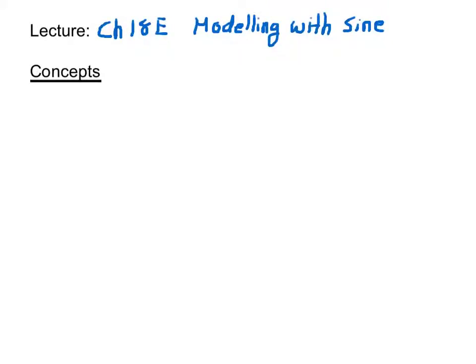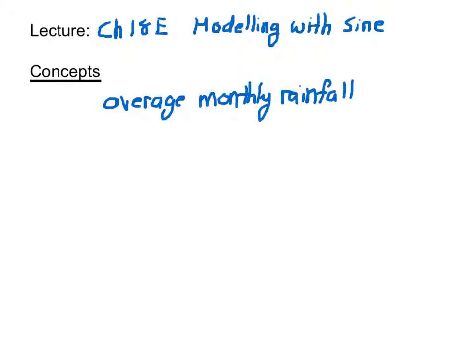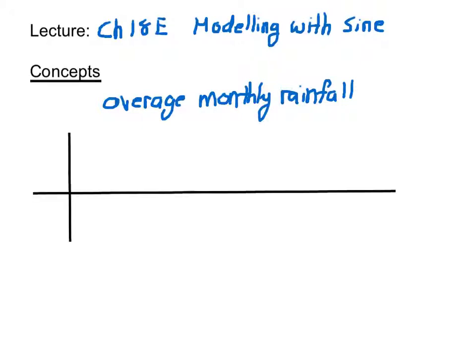In this video, we're going to look at Chapter 18E on modeling with the sine function. Let's consider a hypothetical situation like the average monthly rainfall of a given location. If we were to look at this data on a coordinate system, it might look something like this.